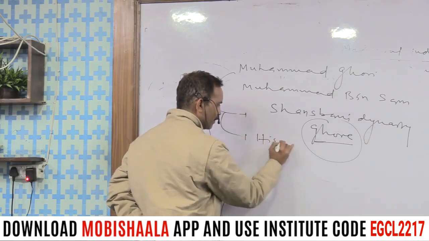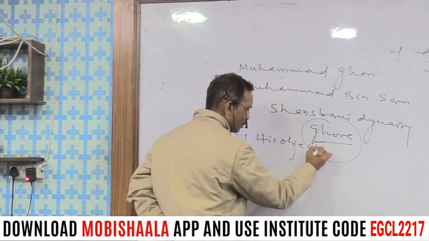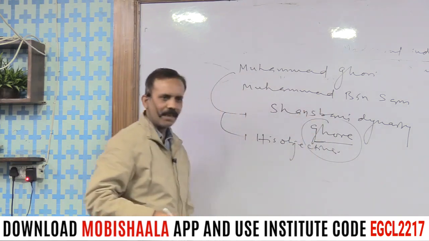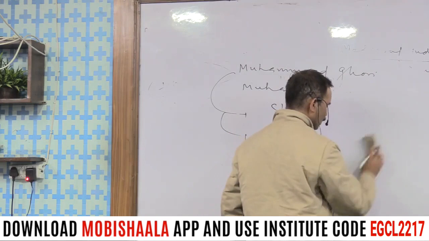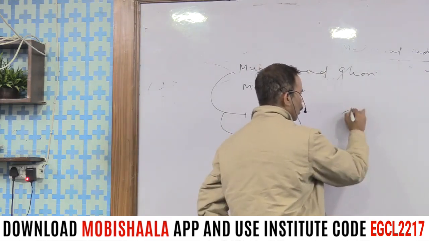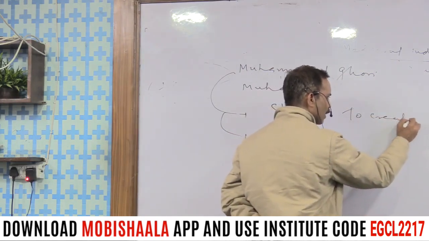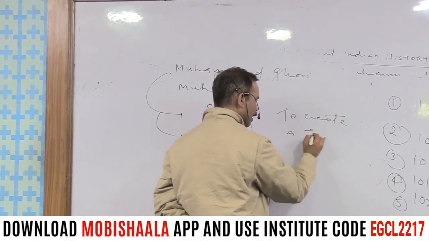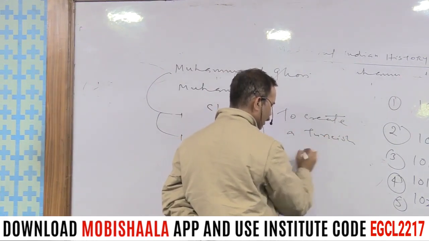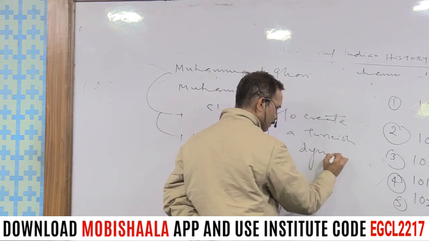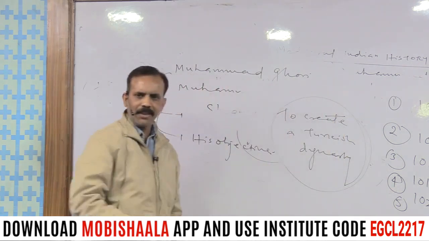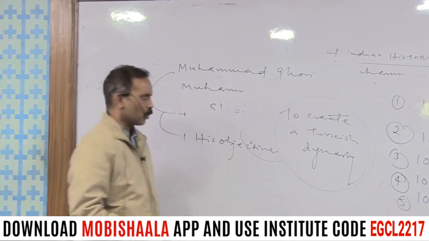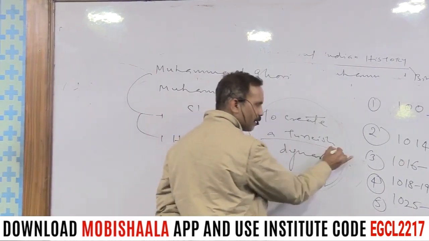His objective: to create a Turkish dynasty in India.